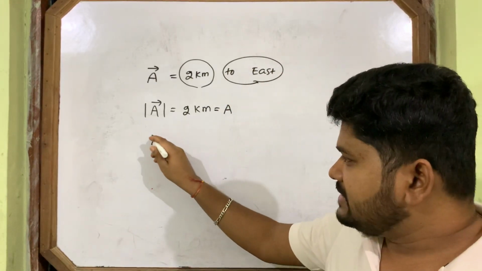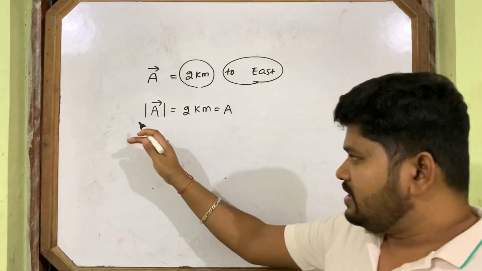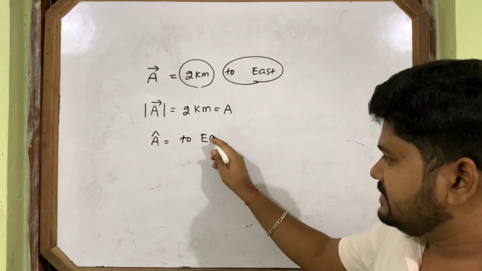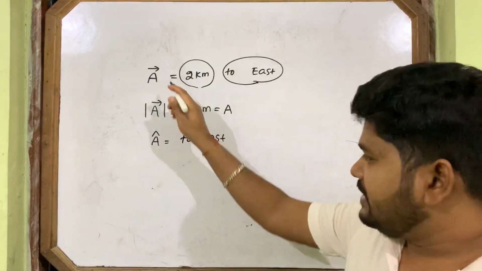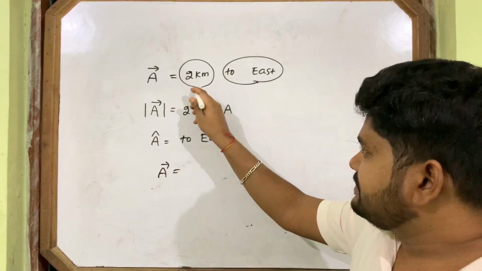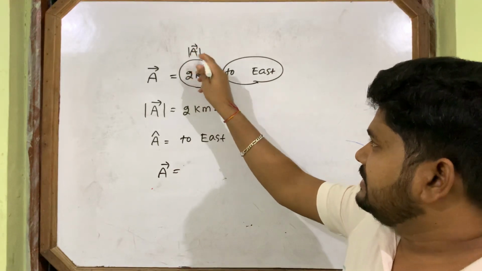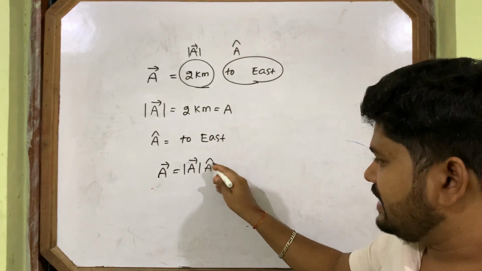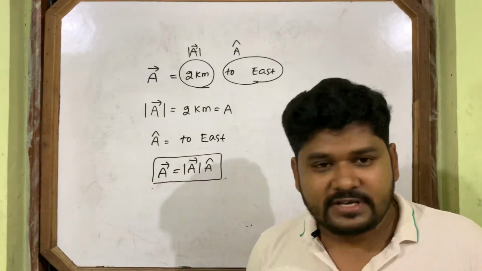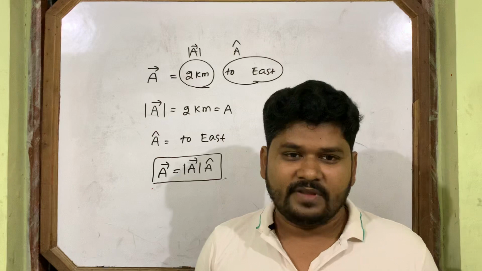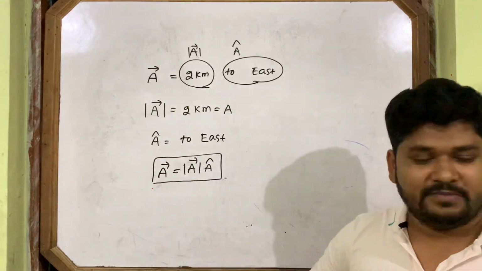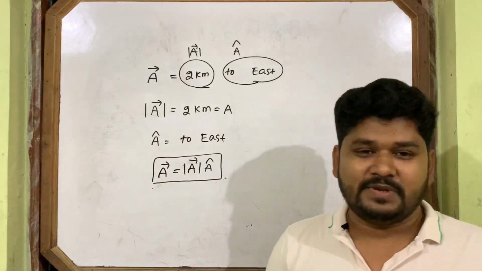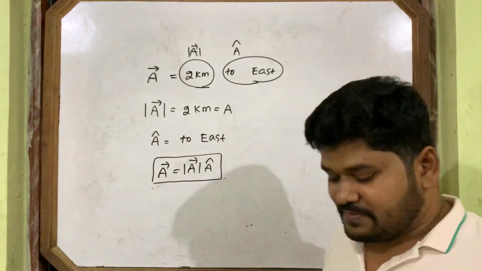What about the direction part? How will we present its direction? By a cap, which is also called a hat. This is the symbolic presentation of direction, which is to east. So if I write a vector, this part is the vector mod, and this part is the cap. Now combine both: A vector equals mod of A into A cap. This is the first formula of vector, a very important formula. In all chapters you will use this formula I told you. In all chapters of physics vector formulas are required, so this is the first formula of the vector chapter.